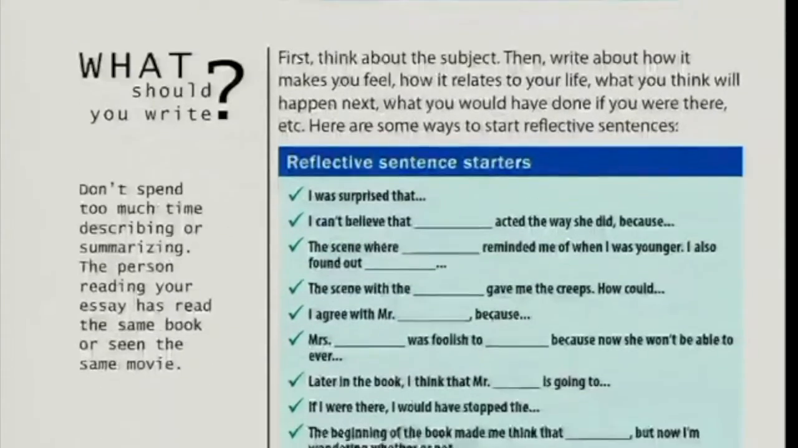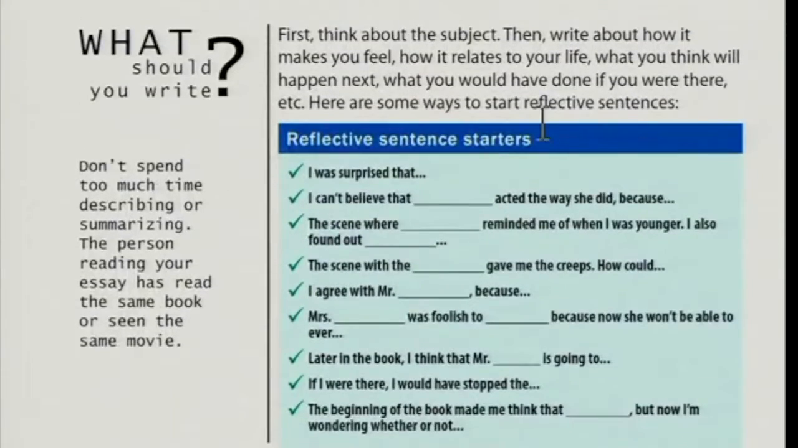So here's an example of what to do. You should just use these as an easy way to get started with writing a reflection. You can say, I was surprised that, or I can't believe that such and so acted the way she did because, or you could say, I agree with so-and-so, or I disagree with so-and-so because, and then always explain why. If you say you agree or you disagree, always explain why you agree or why you disagree. If you say, for example, that something reminded you of when you were younger, go into why it did.